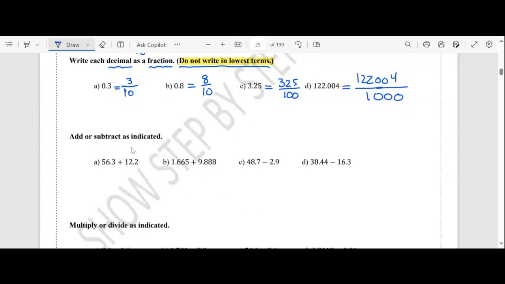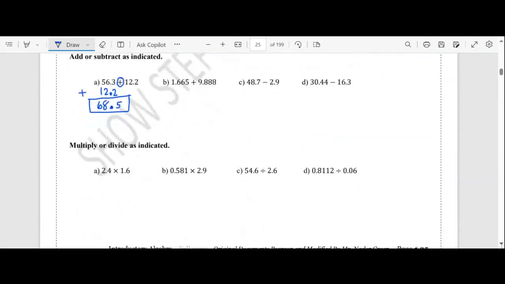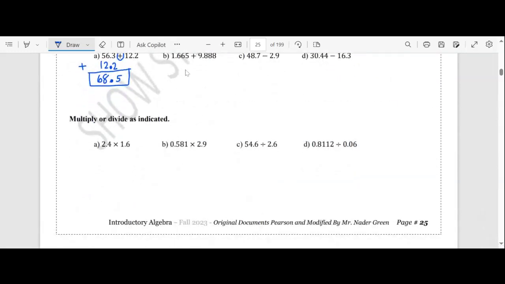Add or subtract as indicated. I have 5, 6.3 and I have 12.2. Addition or subtraction? Addition. So I'll put the point under the point. You put 2 here and you put 2 here and you put 1. And then you add. 2 plus 3? 5. Put the point. 2 plus 6? 1 plus 5? 6. So that's your final answer. Easy? Next one.